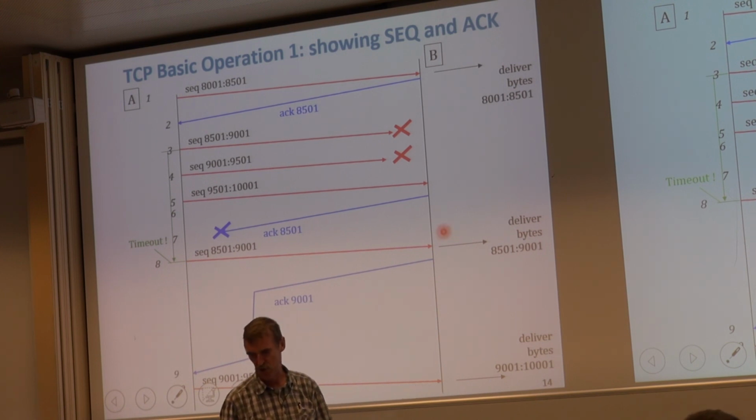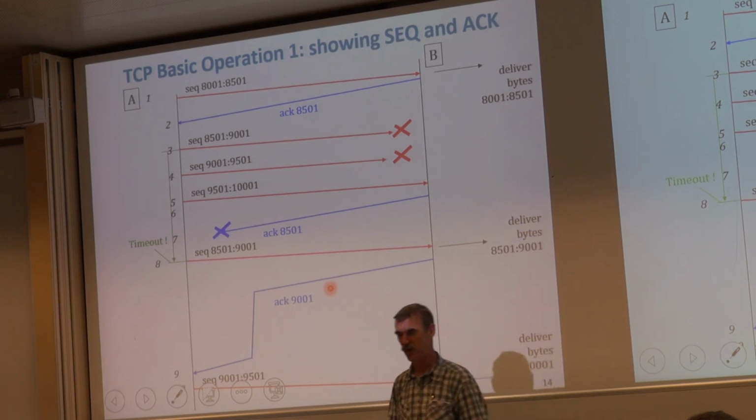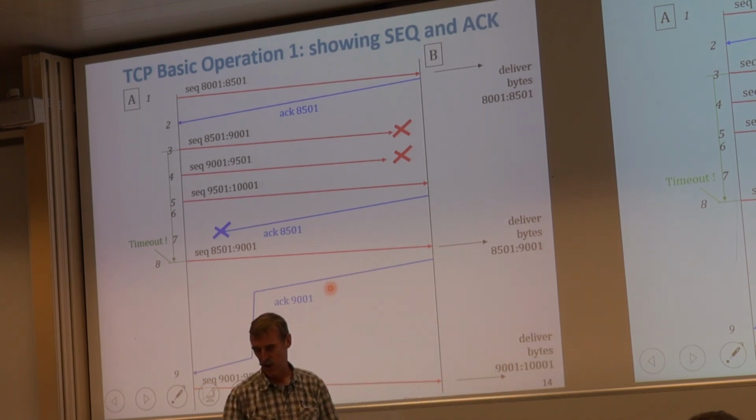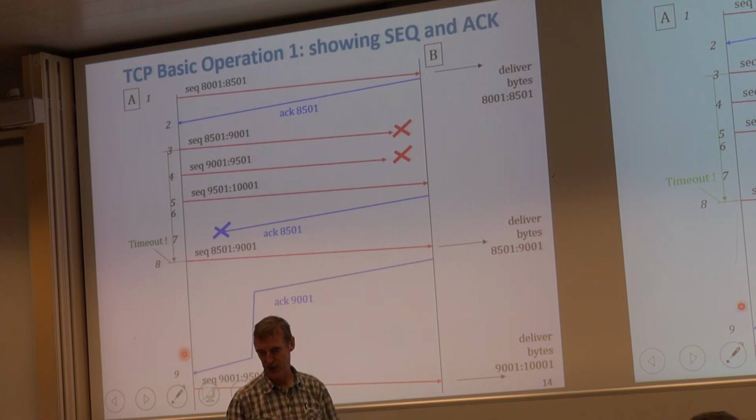8500 to 9000. And now when B receives it, it will ACK the largest number received in sequence, which is now 9000. Because before we were at 8500. So we receive this. When this is received, then, for example, A might decide to resend the third missing packet.